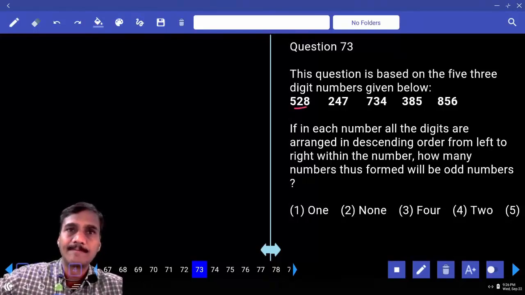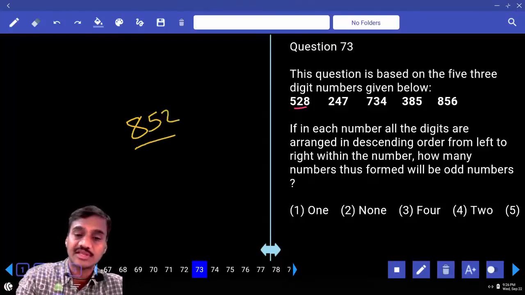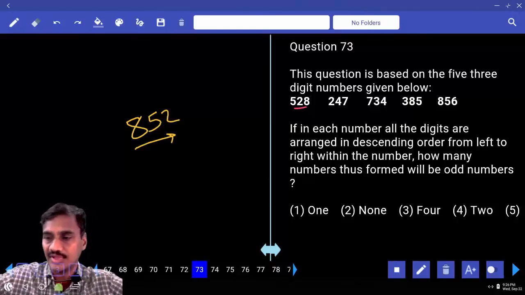528 will become 852, because all the digits are arranged in descending order from left hand side to right hand side within the number. Then, descending order from left to right within the number, how many numbers found will be odd numbers?